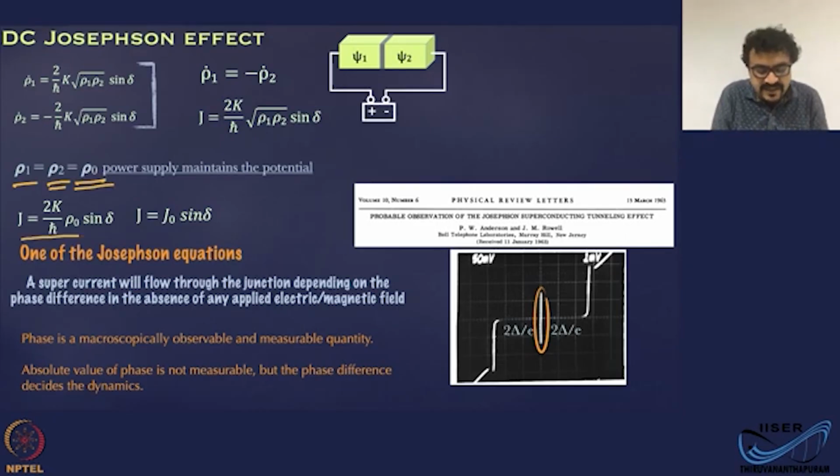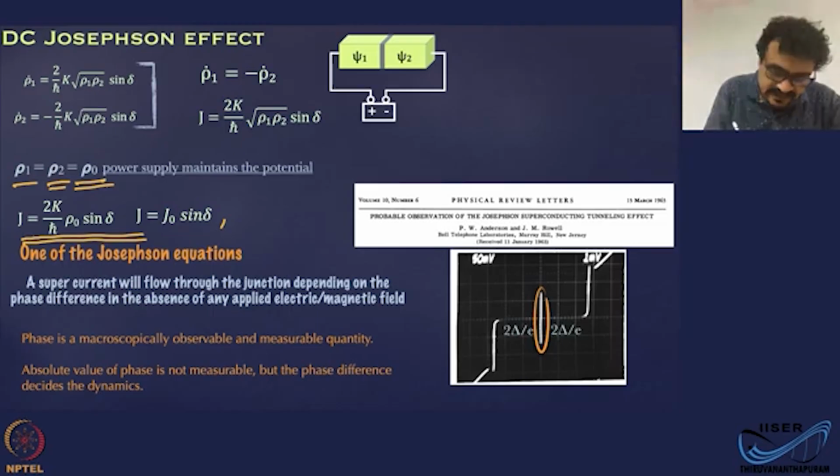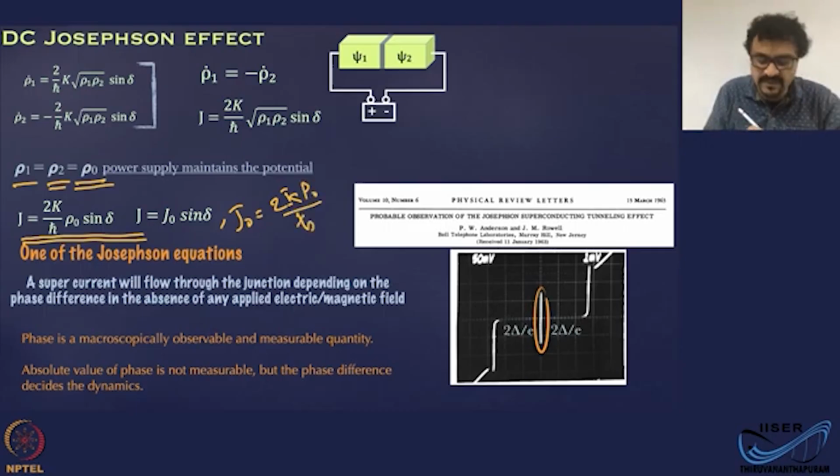So you can take both of them at rho 0. The current density J is J0 sine delta, where J0 is all the constant absorbed: 2 kappa rho 0 by h bar. That's what J0 is.